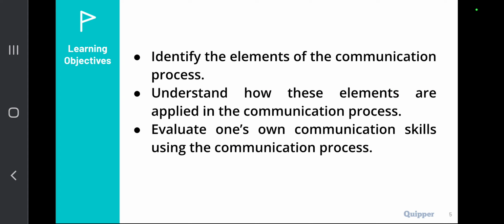So not only are we going to identify the elements of the communication process, as well as understand kung unsaon pag-apply ning mga elements in the communication process, but hopefully we can also assess and evaluate our own communication skills by knowing the communication process.